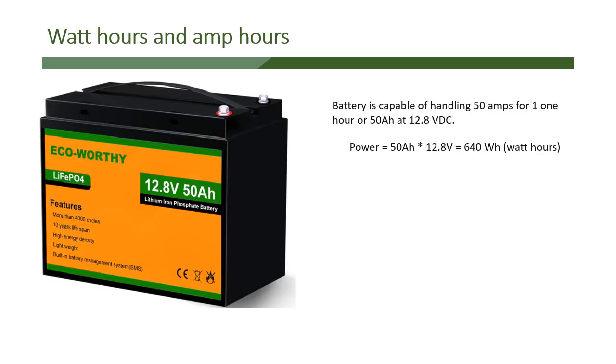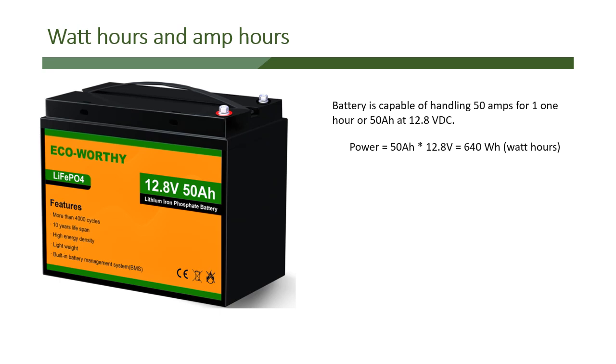So the other area that I'd like to talk to you briefly about regarding batteries is watt hours and amp hours. A battery is capable of handling, in this case, 50 amps for 1 hour, or 50 amp hours at 12.8 volts. So in theory, this will be able to hold 12.8 volts for 1 hour at 50 amps. So if I have a 50 amp load, it will stay at 12.8 volts for 1 hour. After that time, it'll be depleted and basically not be able to put out energy.